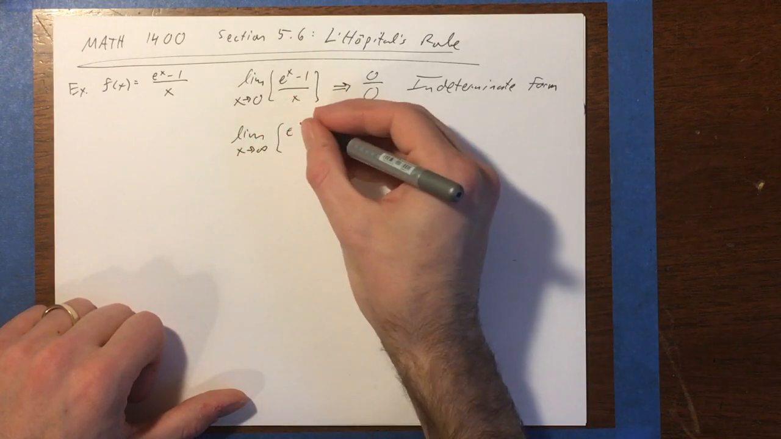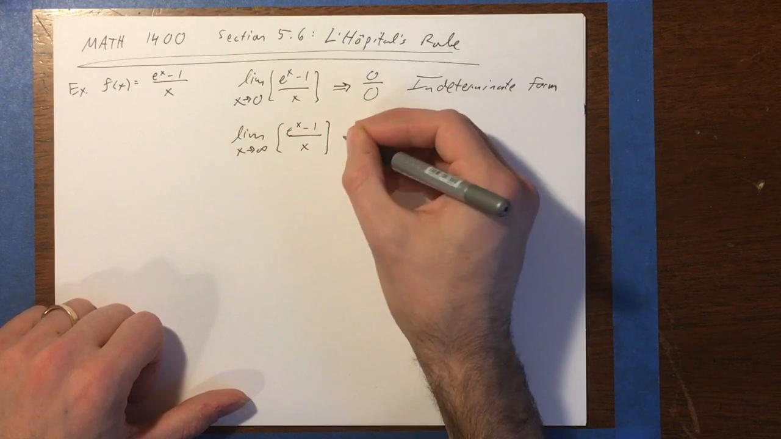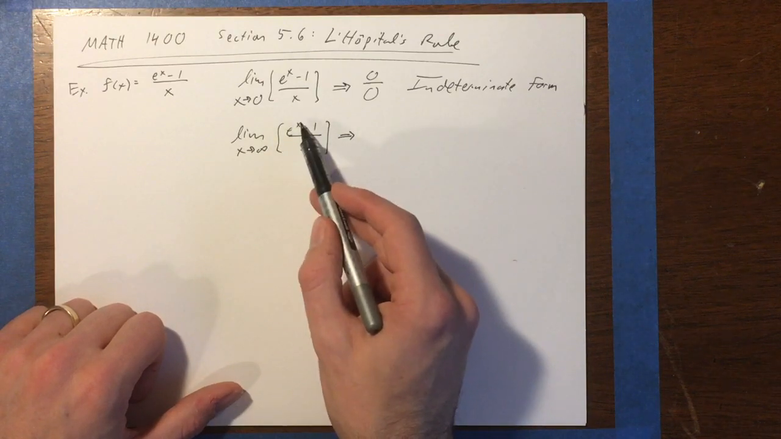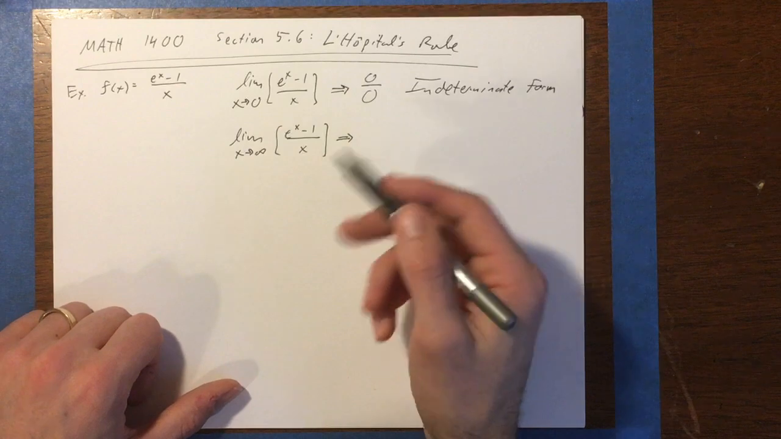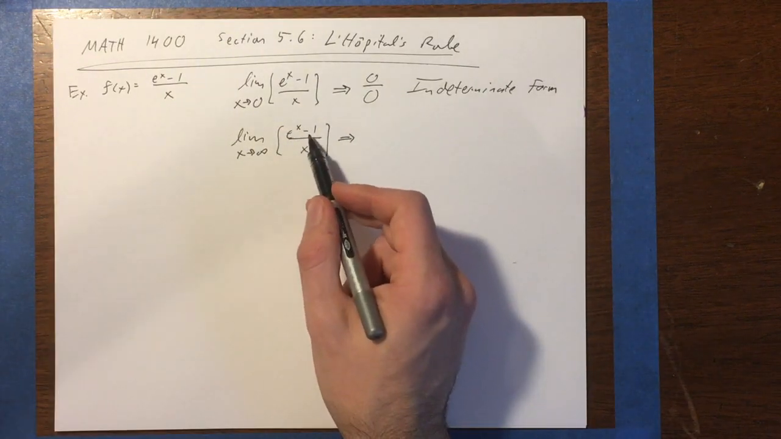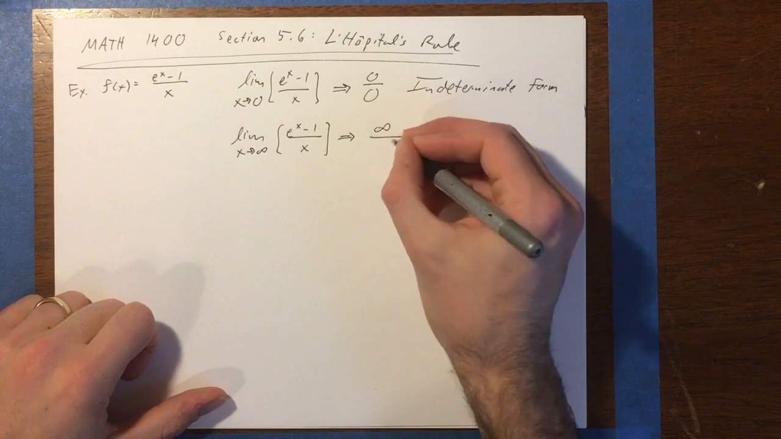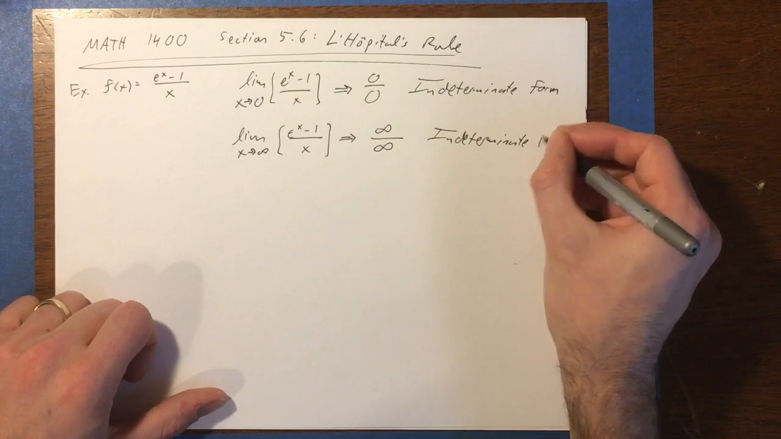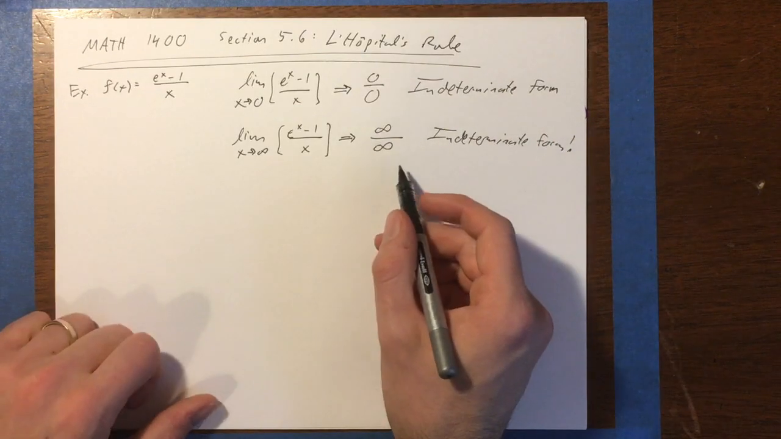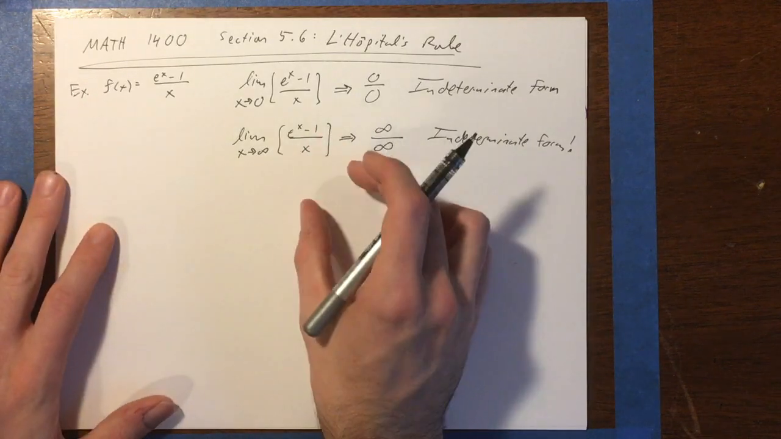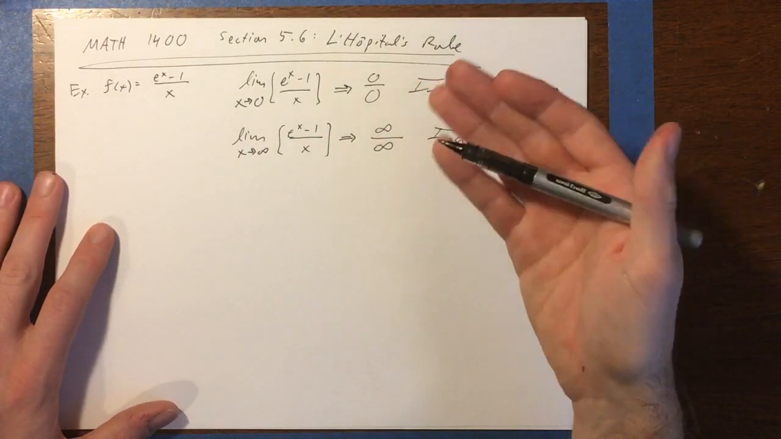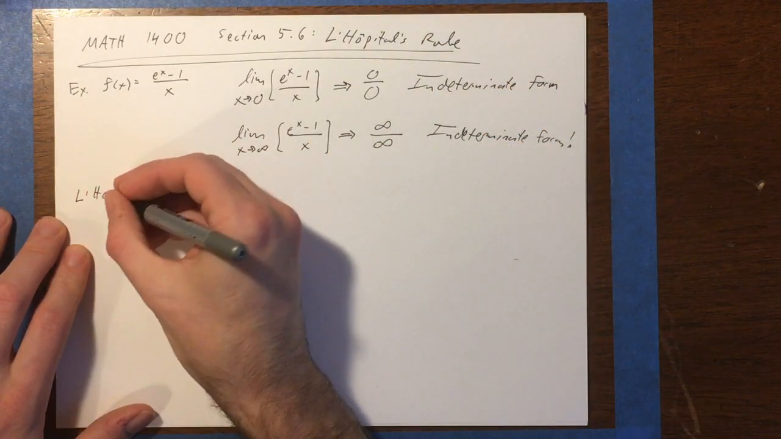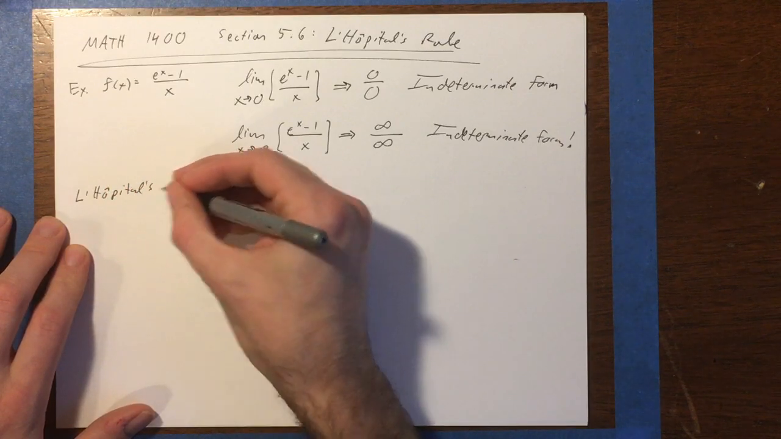If we look at the limit as x approaches infinity of this same function, we get another indeterminate form. Because as x approaches infinity, e to the power x is also approaching infinity, minus 1, and you still are approaching infinity. So this whole numerator is approaching infinity. And the denominator is, of course, approaching infinity. So this is infinity divided by infinity, which is another indeterminate form. So when you have the limit of a function that is in one of these indeterminate forms, specifically 0 over 0 or infinity over infinity, we can apply a rule called L'Hopital's rule.